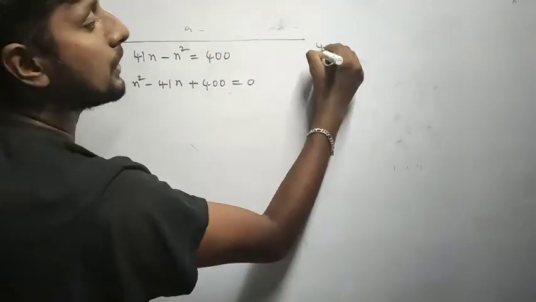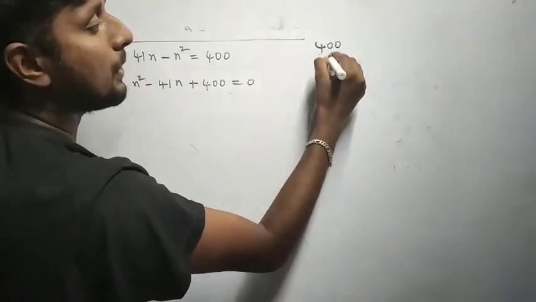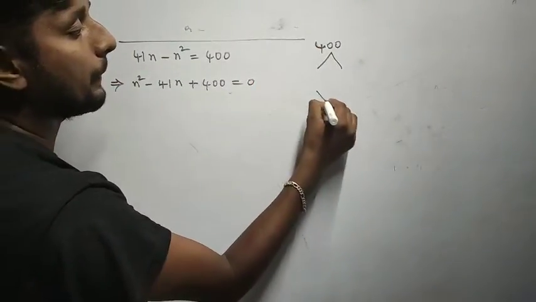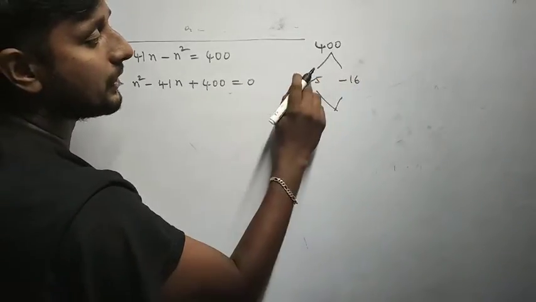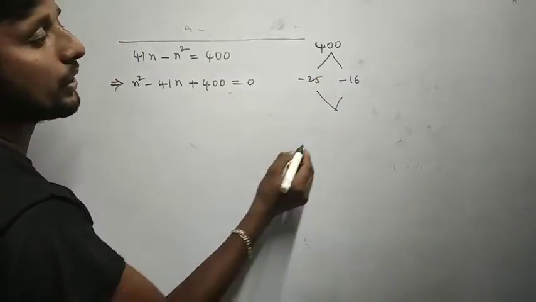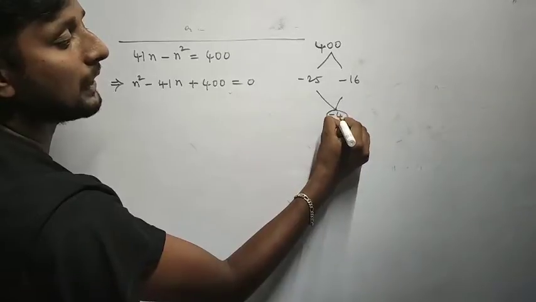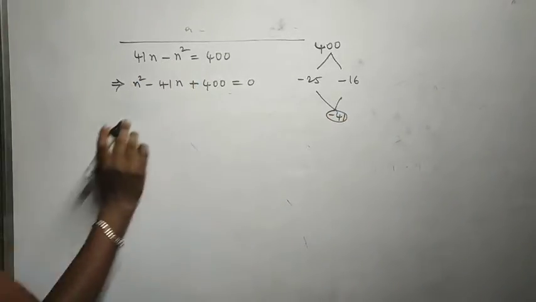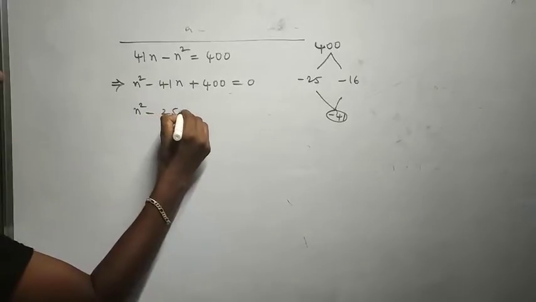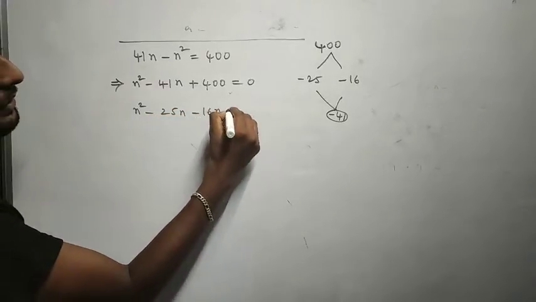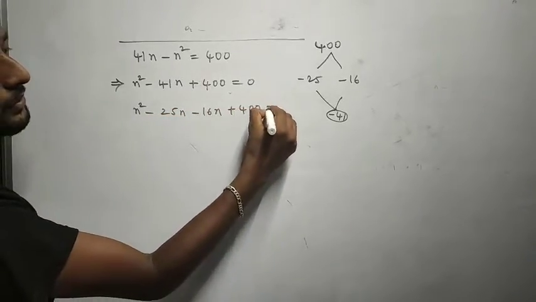The factors of 400 should sum to minus 41. So I can write minus 25 and minus 16, since 25 times 16 is 400. If we add both, we get the middle term, that is minus 41. So here I'll write n square minus 25n minus 16n plus 400 is equal to 0.